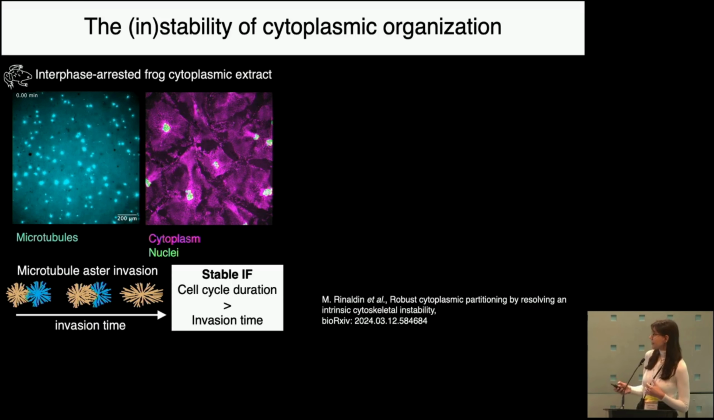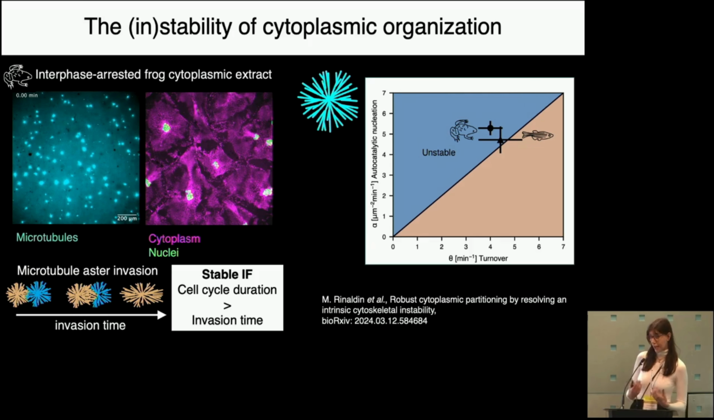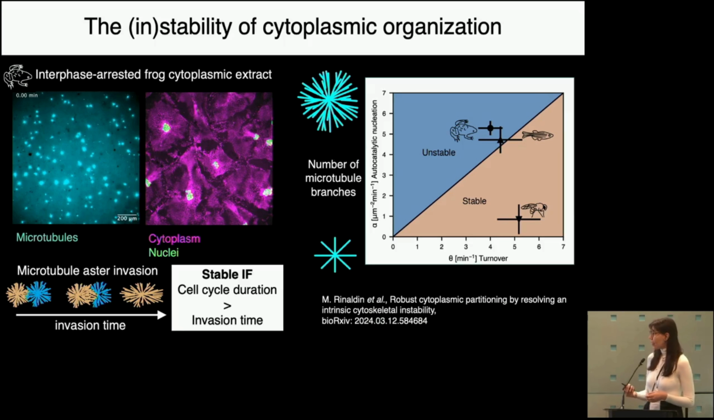Something that I saw is that the asters that are involved in this instability are very large and they have a lot of branches. And this is the case for frog and fish embryos. However, when we look at other species like insects, for example Drosophila, asters are much smaller and they are characterized by fewer branches. And we can show that this makes them stable.